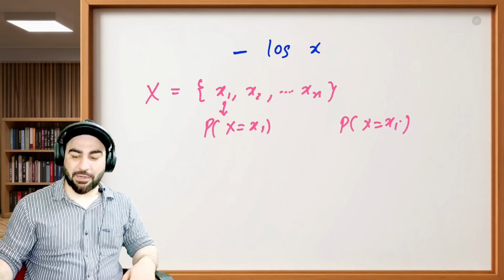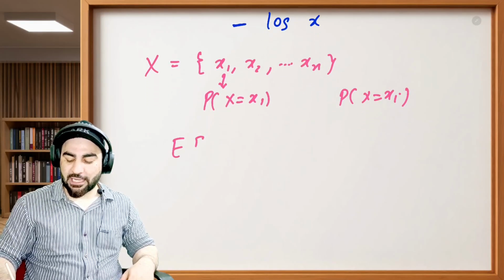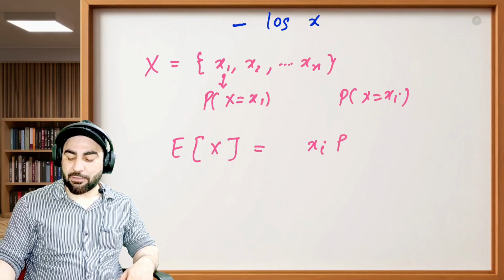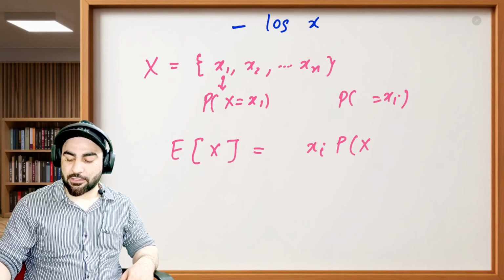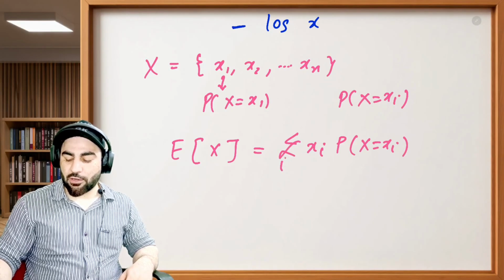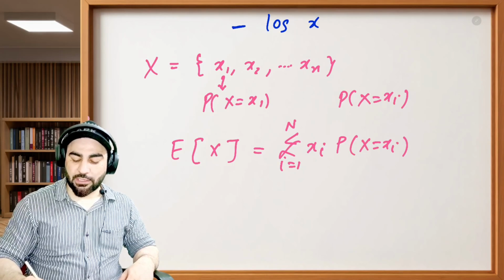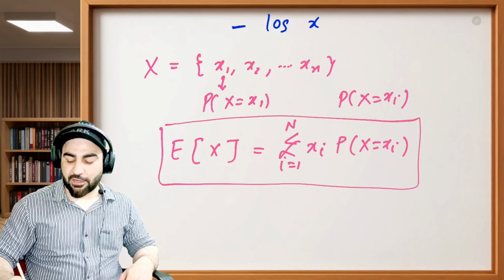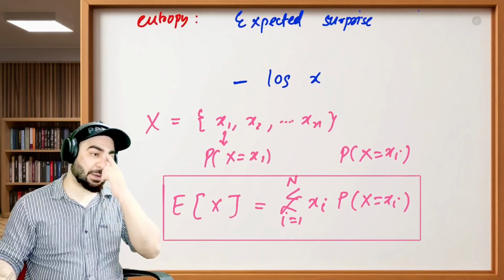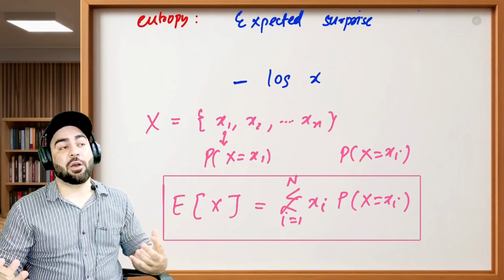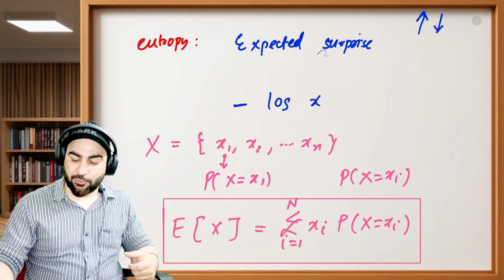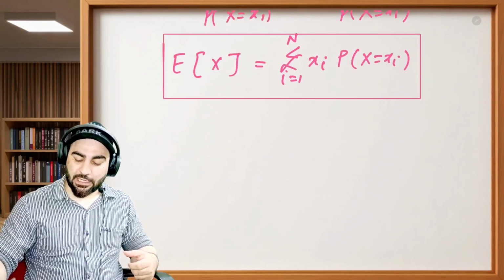So what was the expectation? If you have to calculate the expectation of x, we calculate it like this: you have xi multiplied by the probability that x takes value xi, the probability mass function, and you sum it over all the data points. This was how expectation was defined. Now in this case we are calculating expected surprise. On average, what is the information content? So expected surprise, or expected information content. And how do we define that now?